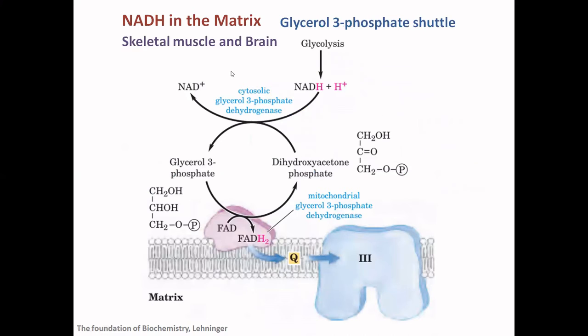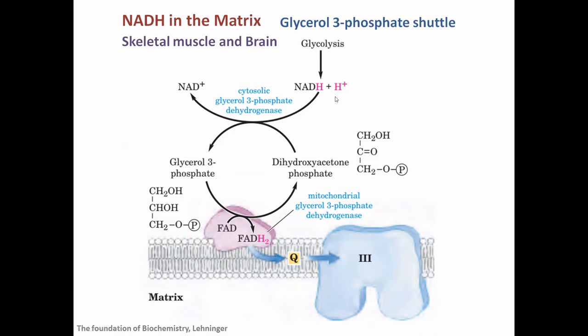So there is another one. In the case of the skeletal muscle and the brain, the NADH that is generated during glycolysis does not go into the matrix. The NADH gets oxidized and transfers its energy into dihydroxyacetone phosphate to form glycerol 3-phosphate. And this glycerol 3-phosphate is used by the mitochondrial glycerol 3-phosphate dehydrogenase in converting FAD to FADH2, that will donate its electron to the quinone to form the quinol.